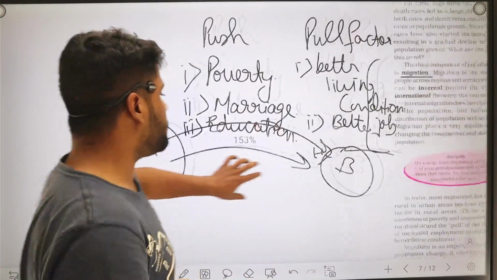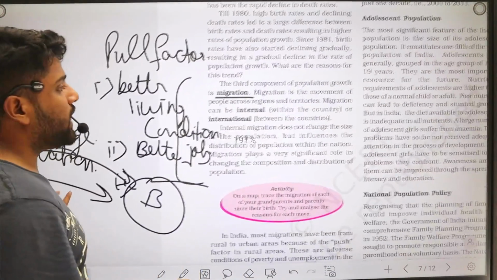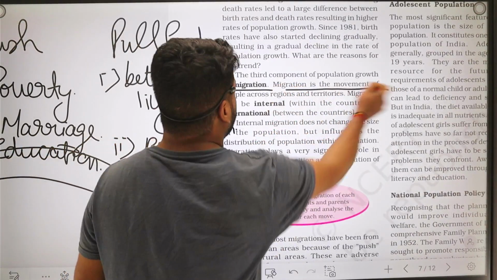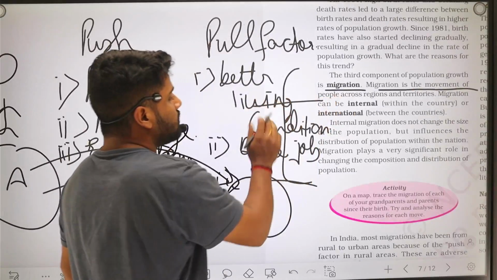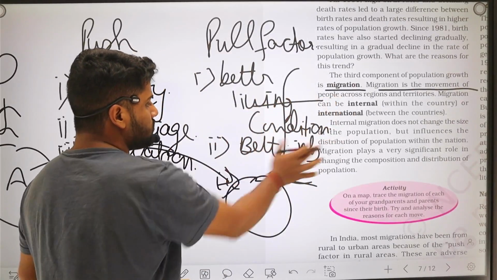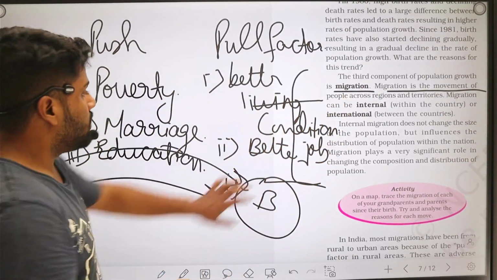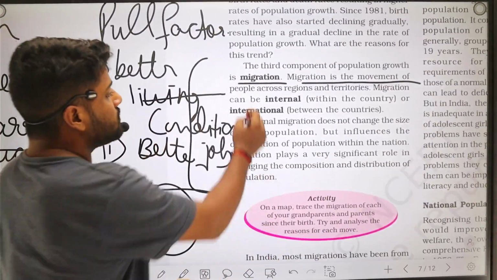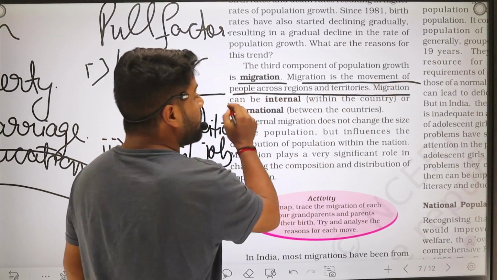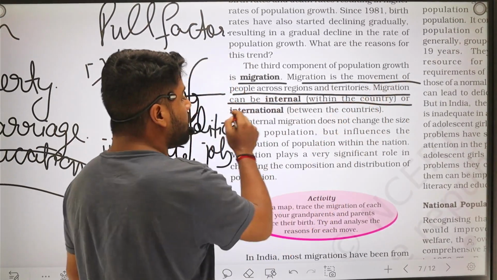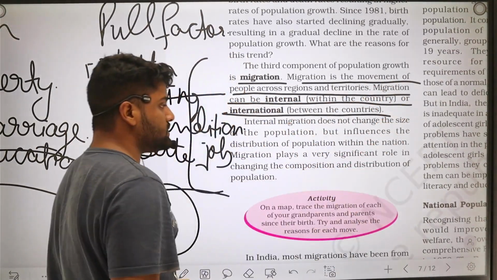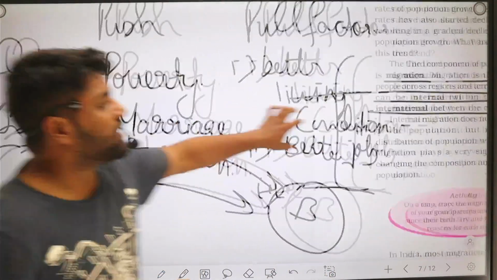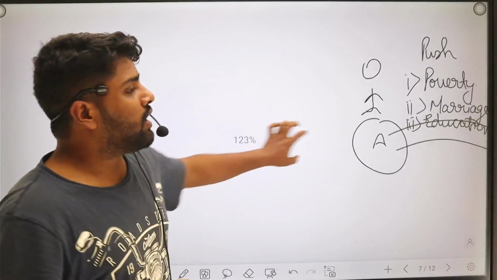Now coming back to the chapter. Migration is the third important component. Migration is the movement of people across regions and territories. Migration can be internal, within the country, or international, between the countries. Internal migration does not change the population size. There are two types of migration.